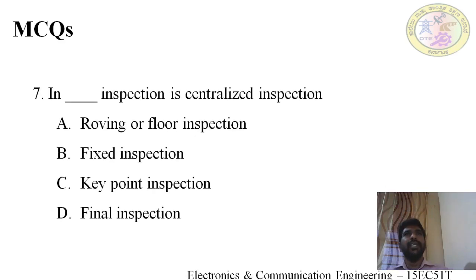Seventh question, dash inspection is a centralized inspection. Option A, roving or floor inspection. Option B, fixed inspection. Option C, key point inspection. Option D, final inspection. Pause the video and try to find the answer for this question. The right answer for this question is fixed inspection.